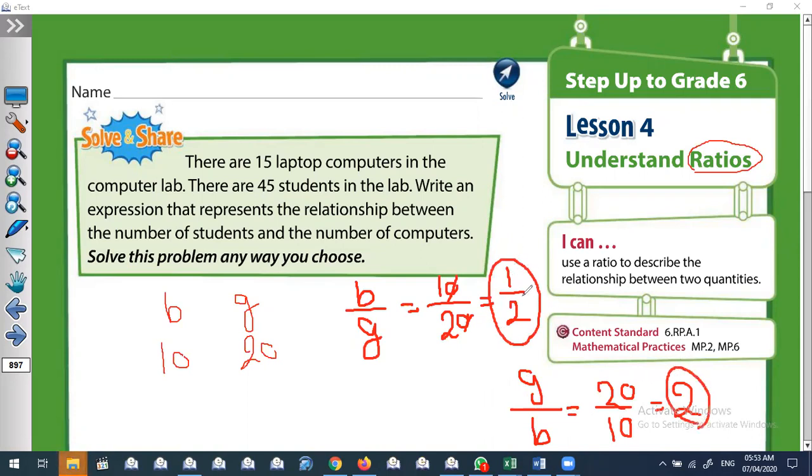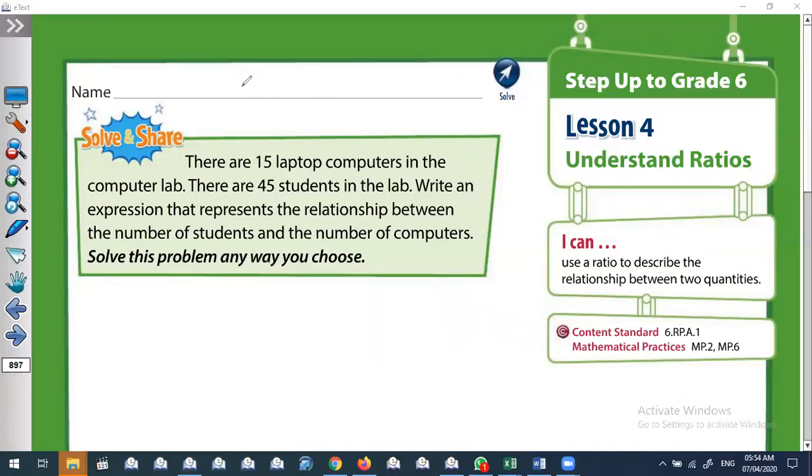So the ratio is a way to compare between two quantities or two things. But order in ratio is important. So when you are solving the exercise, you have to pay attention to the order. Let's see the first exercise here.